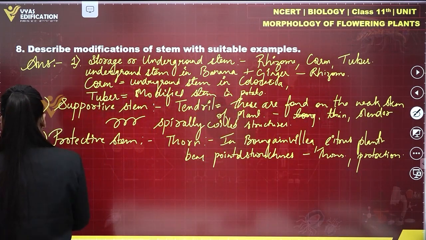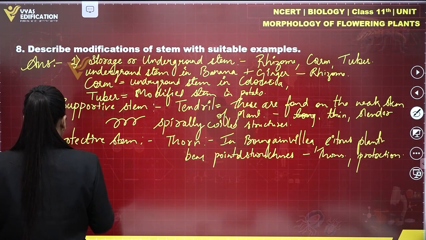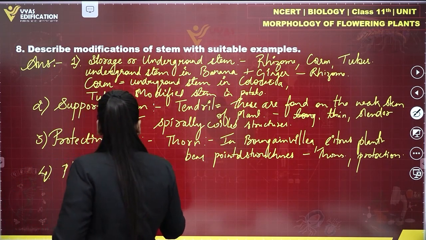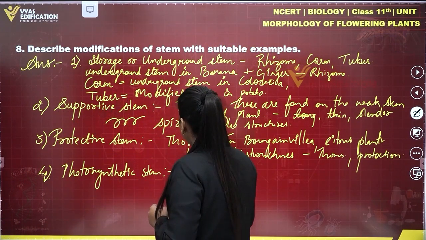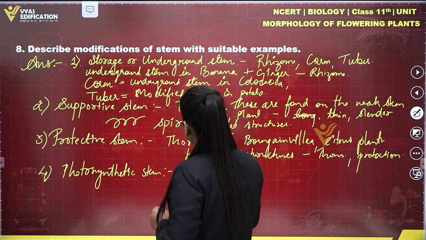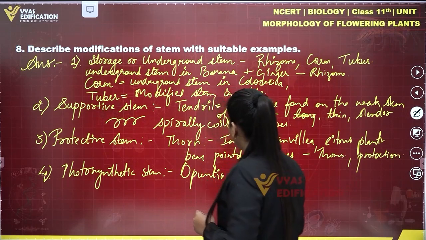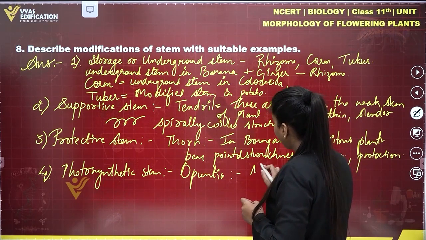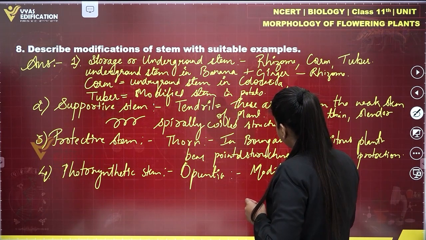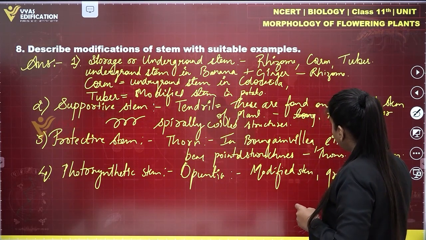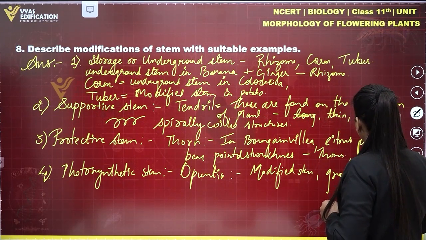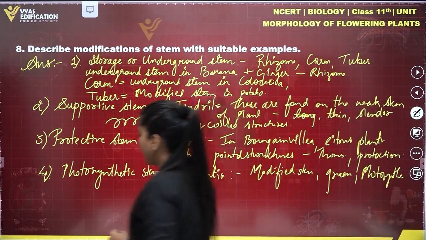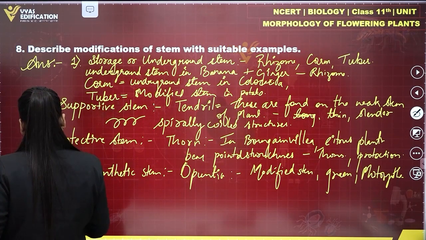Then the next modification of stem we have is the photosynthetic stem. For this we have the example Opuntia. Now this is a modified stem which is green in color and performs photosynthesis. Then we have the last, that is, other modifications.